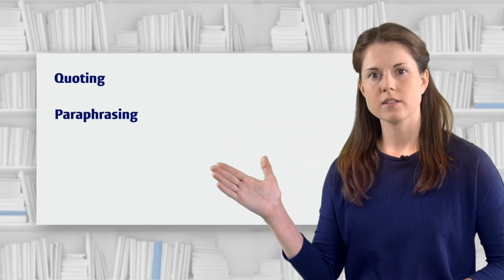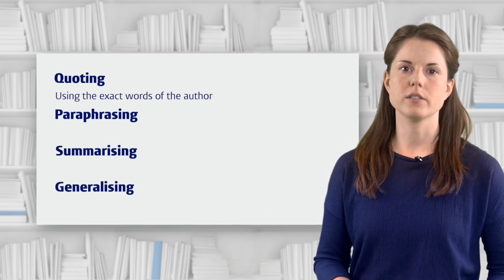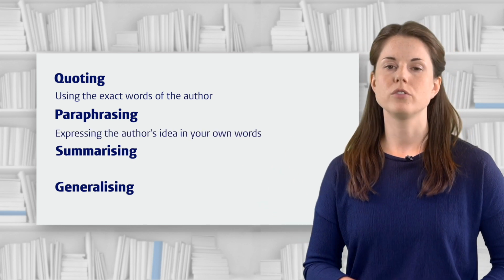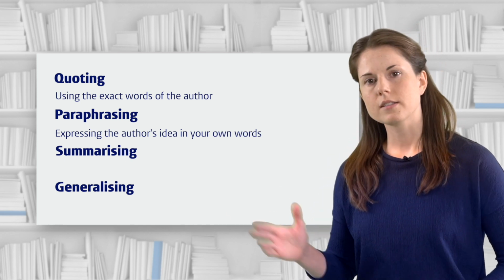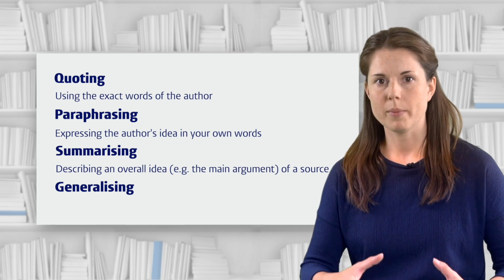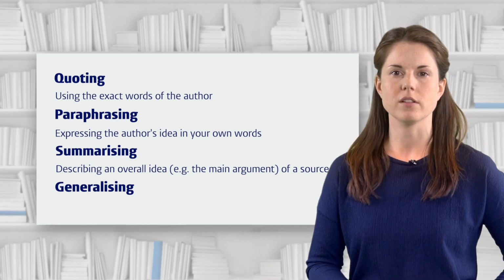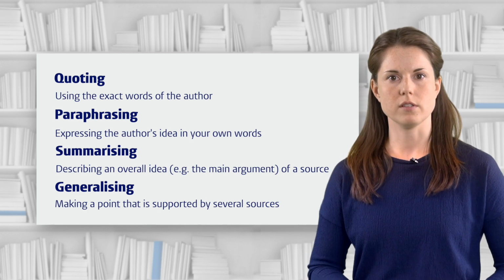In earlier videos, we looked at ways to bring material from the source text into our writing. So let's recap that now. We have quoting, paraphrasing, summarizing, and generalizing. Quoting is when you use the exact words of the author. Paraphrasing is when you don't use the author's exact words, but instead express the author's idea in your own words. Summarizing is when you want to bring in a broader idea from the source, so not just a sentence or two, but perhaps describing a major overall idea of a journal article or book. And finally, generalizing is when you make a point that is supported by several sources. So now we're going to look more closely at each of these.